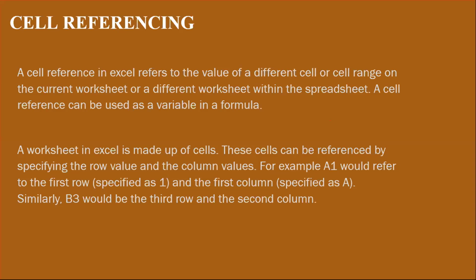A cell reference, let me remove this and be able to read. So cell referencing in Excel refers to the value of a different cell or cell range on the current sheet or a different worksheet within the spreadsheet. A cell reference can be used as a variable in a formula. So it's like referencing a cell inside another cell, or referencing a cell in another worksheet. That is all about, because everything you do in Excel, you are referencing one cell in another cell. So a worksheet in Excel is made up of cells. Obviously, we know that already.